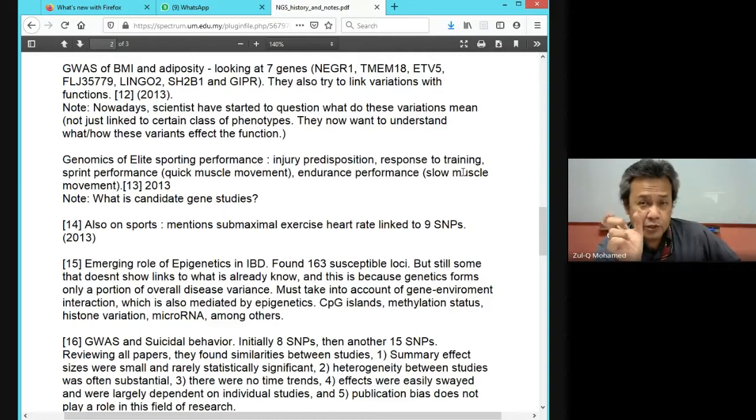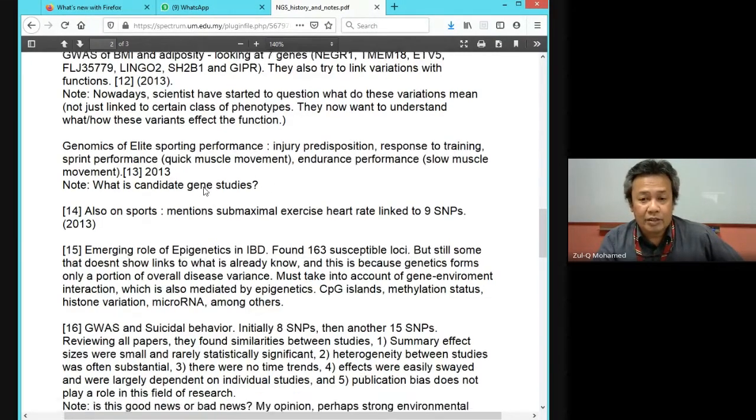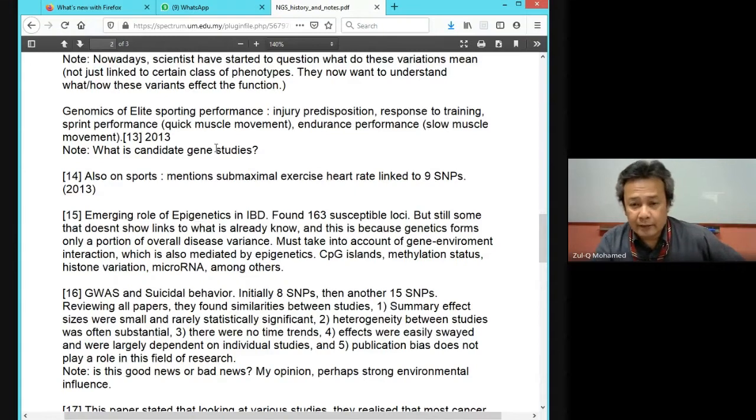If your muscles can contract very quickly, you are suitable for sprinting, short distance running. But if your muscles are the slow type, that means you have more endurance, so you tend to fare better in cross country, long distance running. You won't be good at sprinting. They look at genes that determine this, and they found some correlations. So this is, again, genomics of elite sporting.